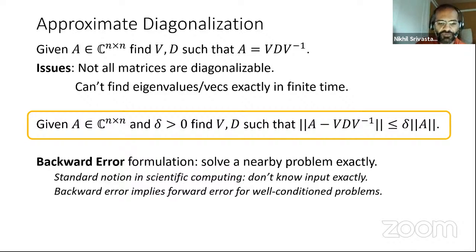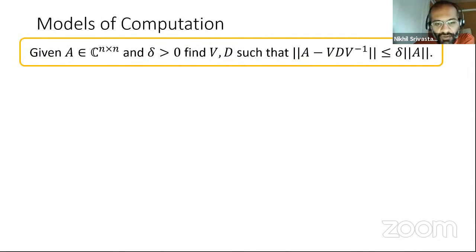Okay. So our goal is going to be to develop provable algorithms for solving this problem on every input A. And we're going to be interested in the complexity of such algorithms. And to talk about complexity, we need to specify a model of computation. So I'm going to do that now.